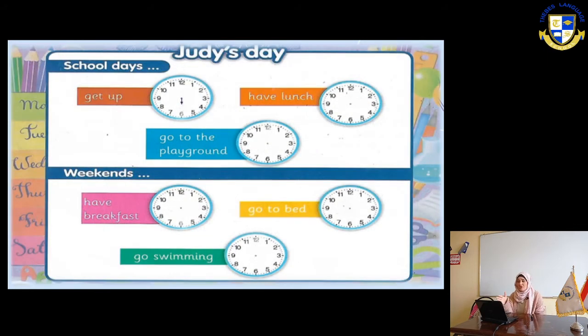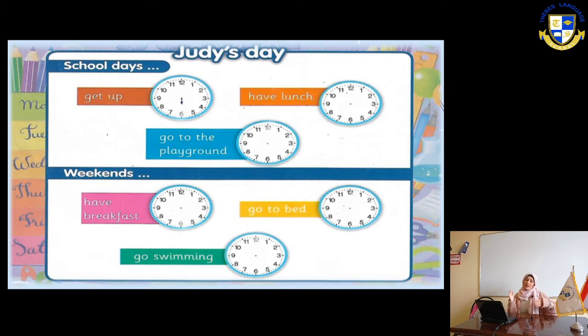Judy's day. Now, we have the clock and we are going to read the time. At the school days, she gets up at 6:30. Can you see? The long arm and the short arm, both of them are at number 6. Then I have lunch at 2 o'clock. So draw the short arm at number 2 and the long arm at number 12.